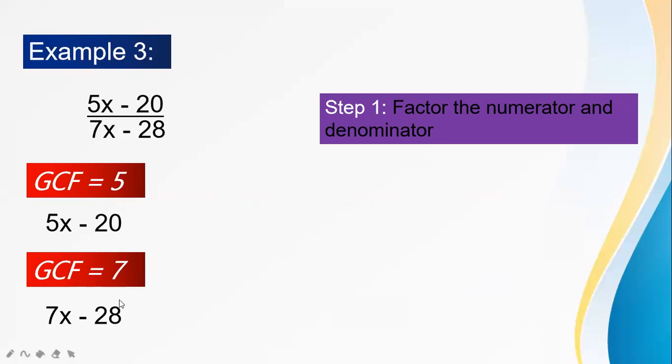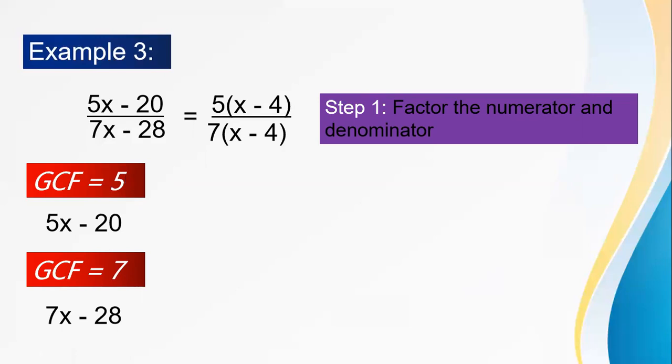So we have 7x minus 28. This will be your denominator. And therefore we have 5, then quantity x minus 4. We have this factor because 5 is the GCF. And then how come it's x? Because 5x divided by the GCF 5, we have x. Then negative 20 divided by 5 is negative 4.